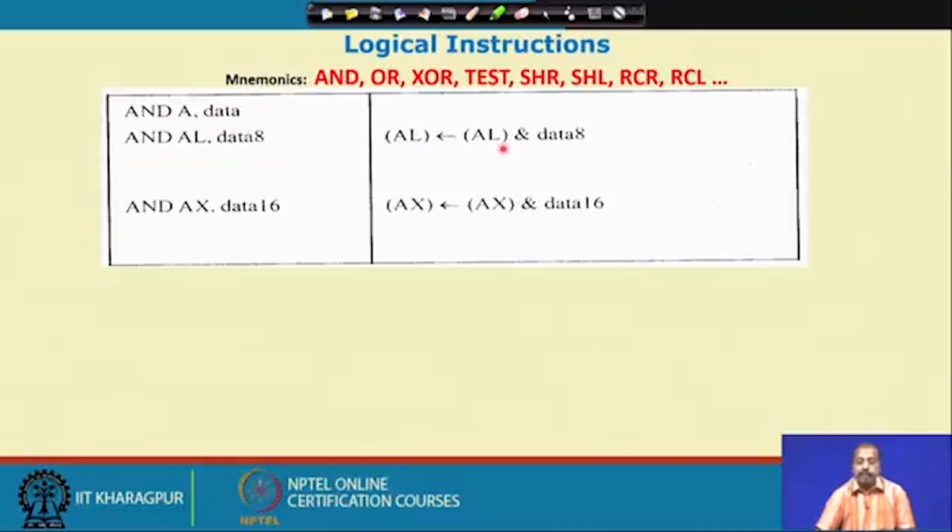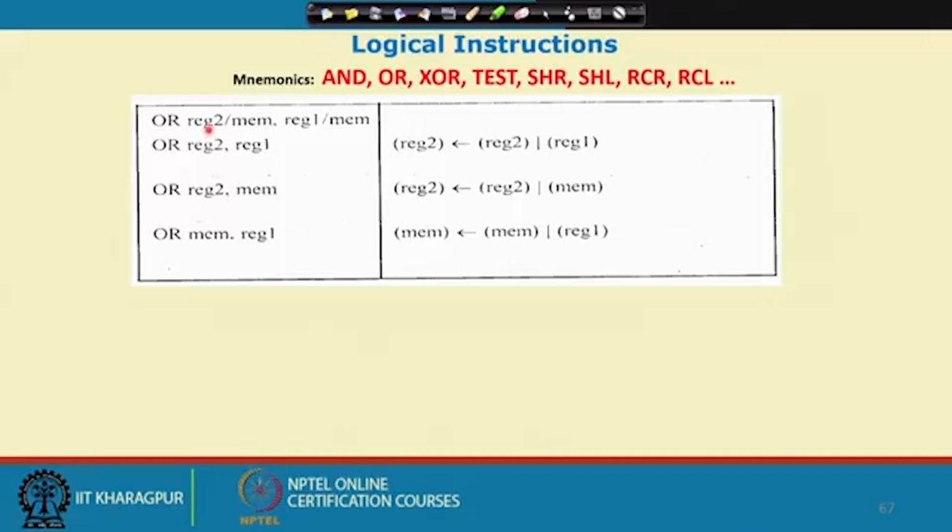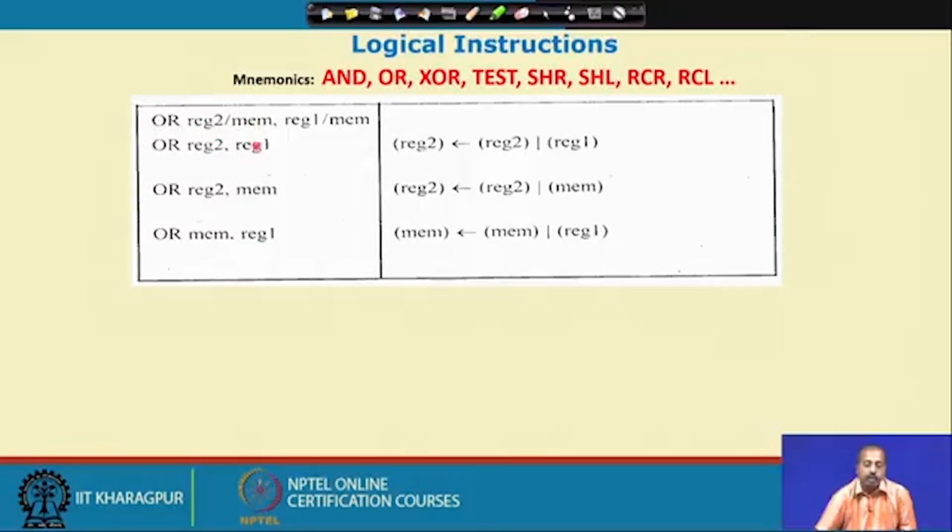So, AL will get ANDed with the 8 bit data under the immediate mode, or 16 bit data under the immediate mode, AX and data 8. For the OR instruction, again the same thing: we can have register to register or memory, or register to memory. These two register contents will be ORed and the result will be available in register 2.